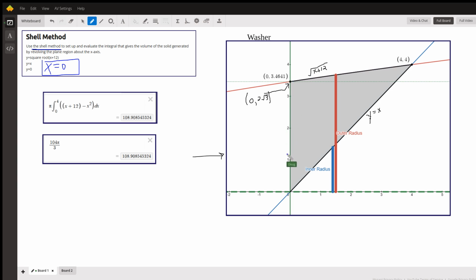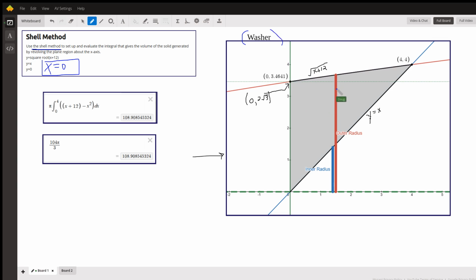So this is the region that we're going to revolve about the x-axis. This curve right here kind of looks like a straight line, but it's actually the graph of y equals the square root of x plus 12. This is the line y equals x. If we use the washer method, it's quite a bit easier.